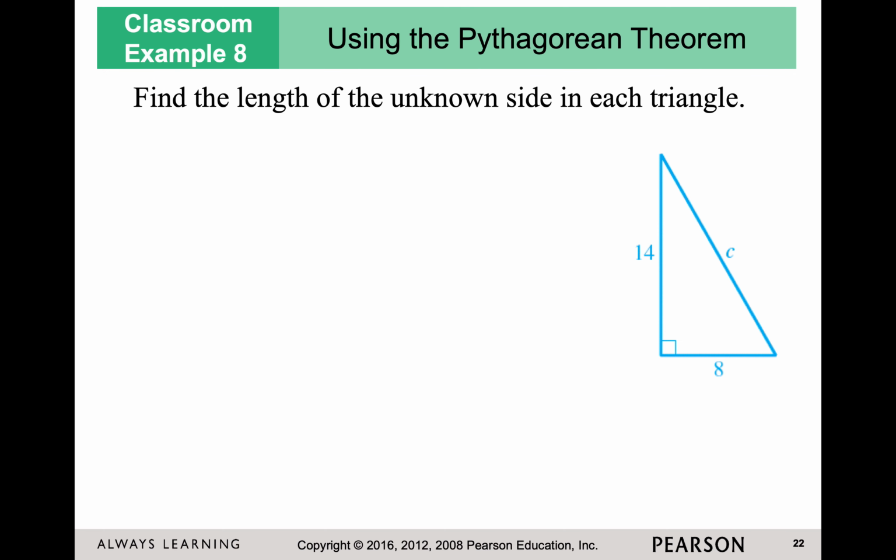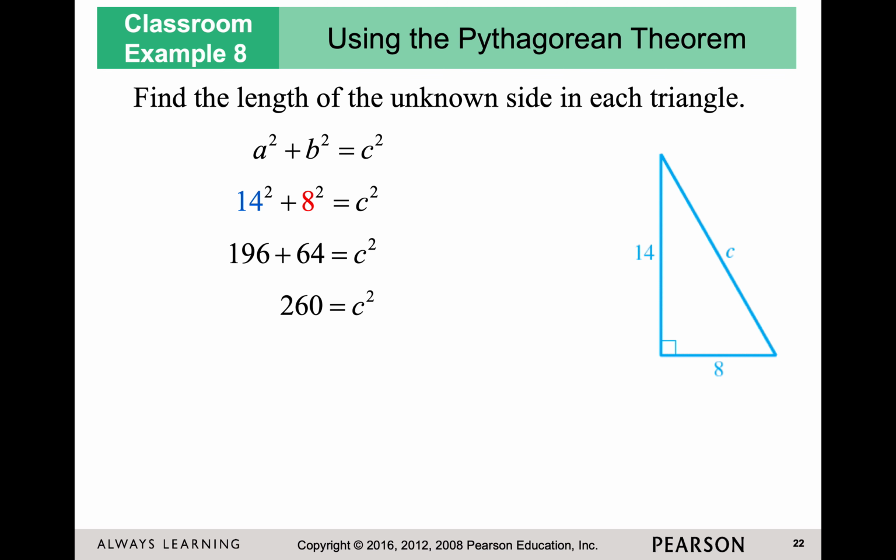So if I want to find the unknown side c, I first have to decide, is c a leg or is it a hypotenuse? Well, it's across from that right angle, so it'd be leg squared plus leg squared equals hypotenuse squared. So I would have 14 squared plus 8 squared equals that hypotenuse value, which I see here. Then I'm going to take my calculator and figure out what is 14 squared plus 8 squared. That's 260. 260 equals c squared.